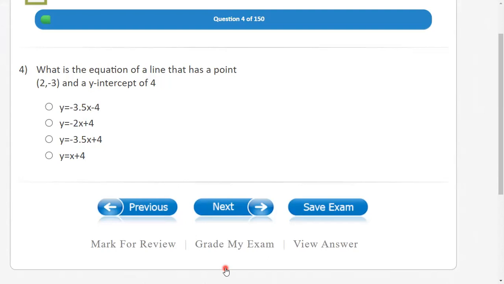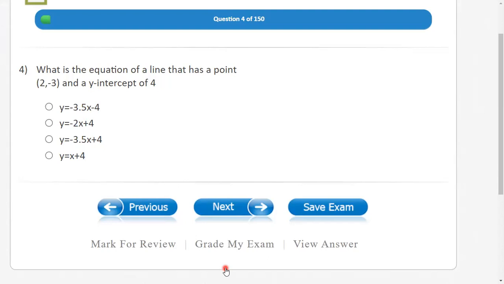All right. So what is the equation of a line that has a point (2, -3) and a y-intercept of 4? Okay, so y is equal to mx plus c. Just match it. Write down, put your things on the paper and rematch with y is equal to mx plus c.